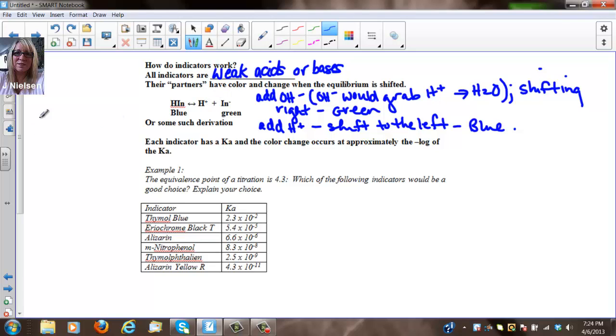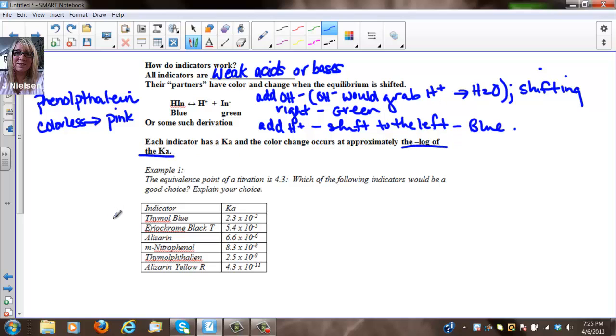We can see this same situation with phenolphthalein. We know that phenolphthalein is colorless to pink. So when I add base, it grabs the H, makes water, shifting right, and turns pink. When I add acid, it increases the H plus, shifts left, and eventually will turn colorless again. Each indicator has a Ka, and the color change occurs at approximately the negative log of the Ka.